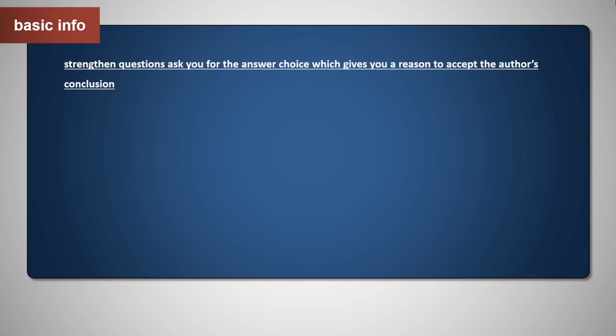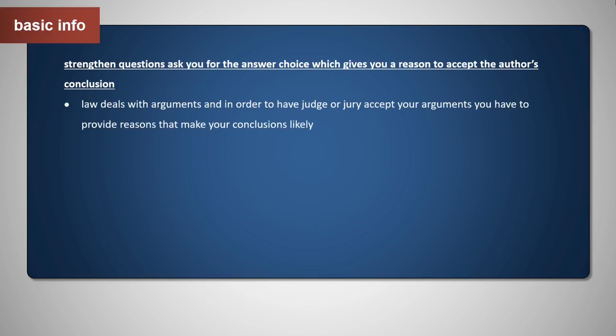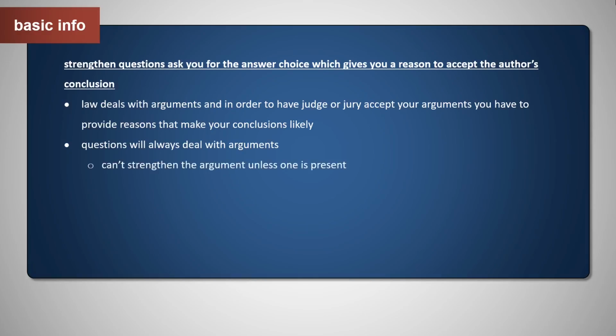Alright, so in terms of basic information, the strengthen questions ask you for the answer choice which gives you a reason to accept the author's conclusion. So you're looking for a reason to accept the author's conclusion. The law deals with arguments, and in order to have the judge or the jury accept your arguments, you have to provide reasons that make your conclusions likely. Okay, so these questions are always going to deal with arguments because you can't strengthen an argument unless one is present.